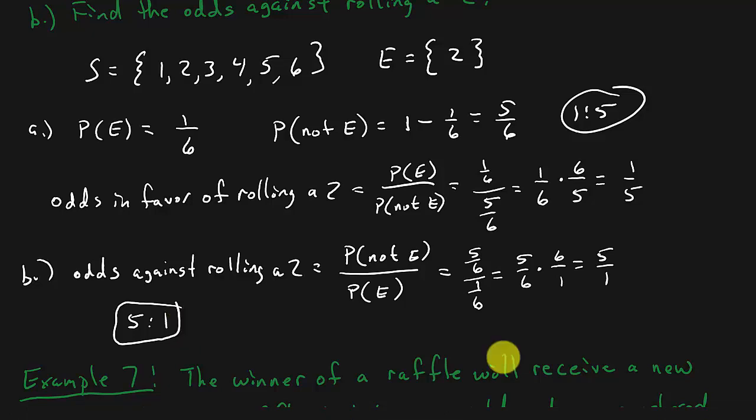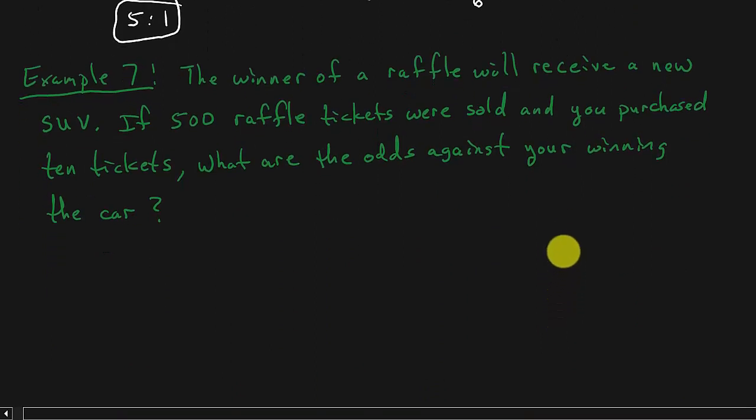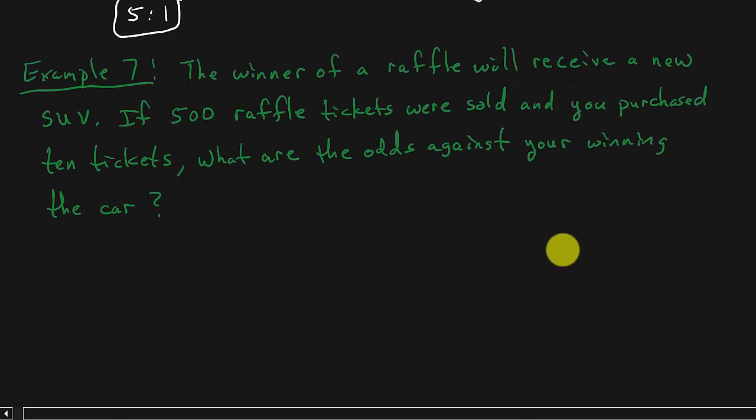All right, so how about this one? The winner of a raffle will receive a new SUV. If 500 raffle tickets were sold and you purchased 10 tickets, what are the odds against your winning the car?